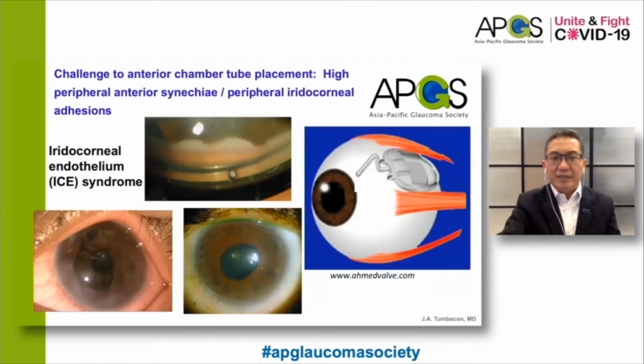In eyes with high peripheral anterior synechiae, such as in patients with ICE syndrome, it's sometimes difficult to insert the tube since there's proliferating endothelial cells and tissue that crosses over the angle and spreads through the iris and later contracts. And this leads to high peripheral anterior synechiae. And if you insert the tube into the anterior chamber, there's a possibility that the tube can get obstructed by the tissue and the cells and the iris.